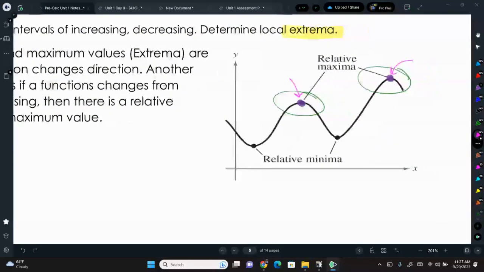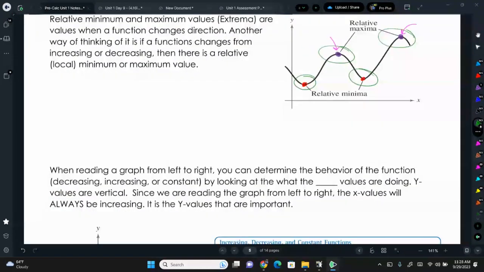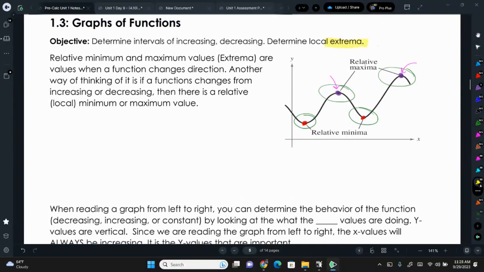And we also have the same idea for minimums down here. Local minimums or relative minima, where around this area is a minimum value and around that area is a minimum value as well. So we're looking for peaks or troughs, tops or bottoms, and that is when we would have a minimum or maximum value. Another way of thinking about these is when you have a change of directions.